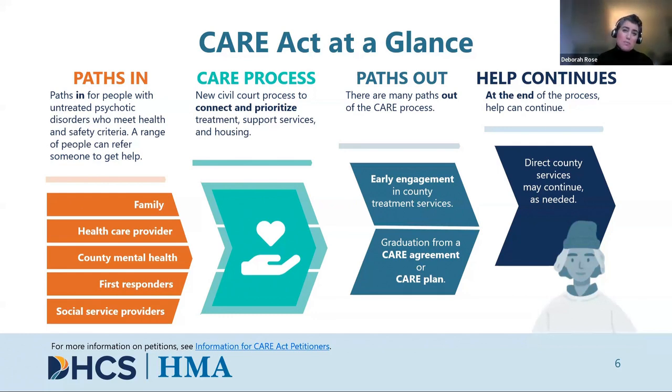I think it's important to note that care has specific eligibility criteria, but ultimately how a person goes through care is very individualized, and it should be specific to that person's needs, wishes, preferences, and overall experience of the process. With that, we'll focus on three different paths to services: voluntary engagement in services, a care agreement, and a care plan. Next slide, please.